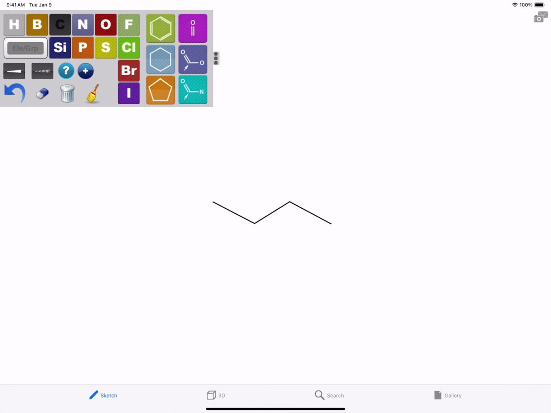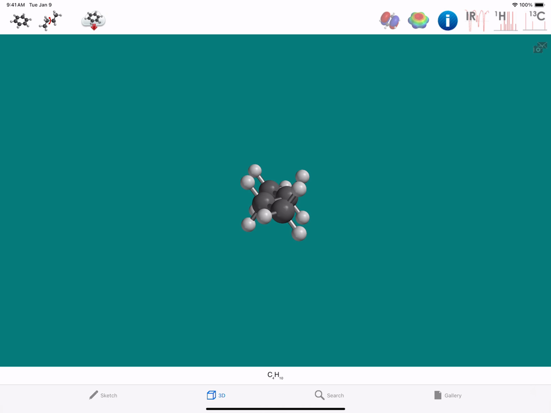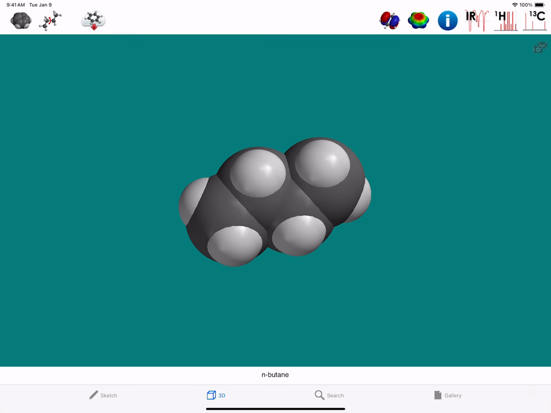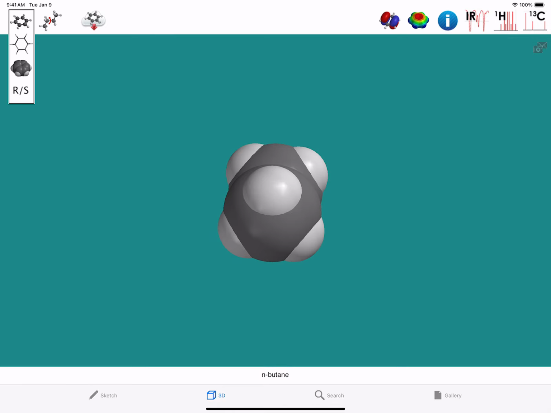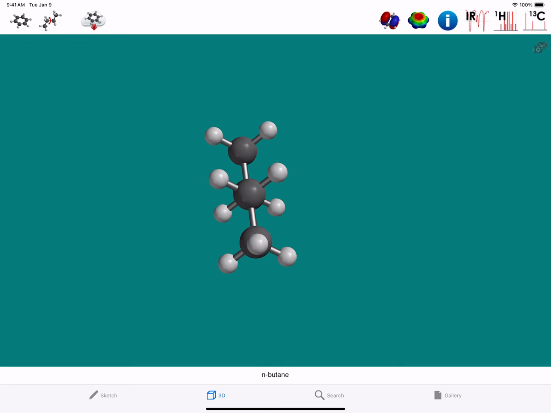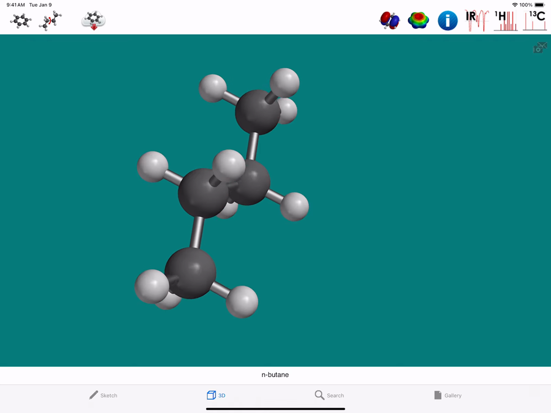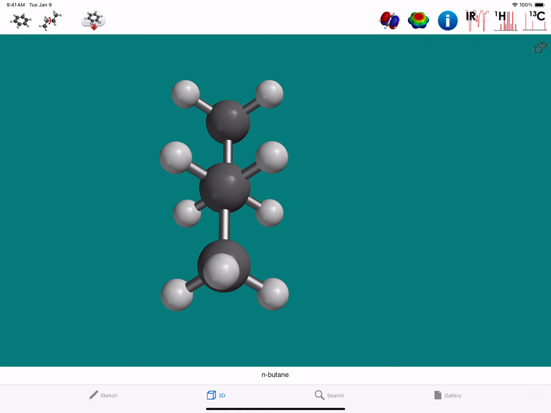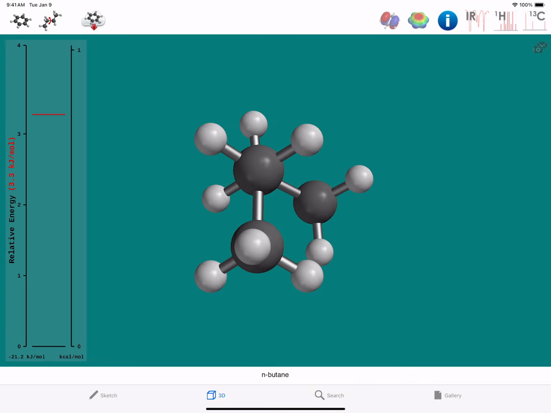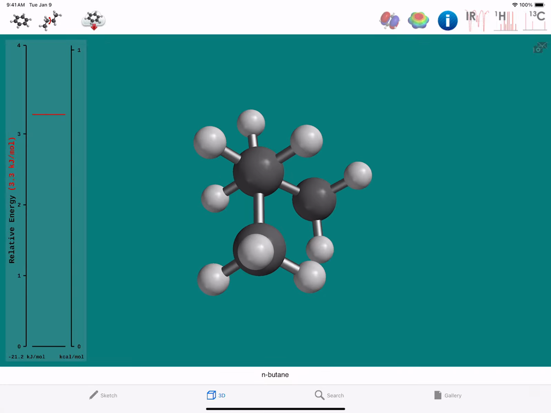And so here it is. And we can, let's see, show it in space filling. Now we'll show it not space filling. Looking down the bond between carbons 2 and 3, we get the view that we expected, and that's the anti conformation. Now it turns out we can look at the gauche conformation.